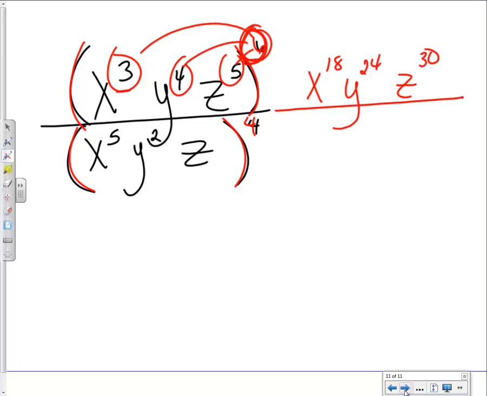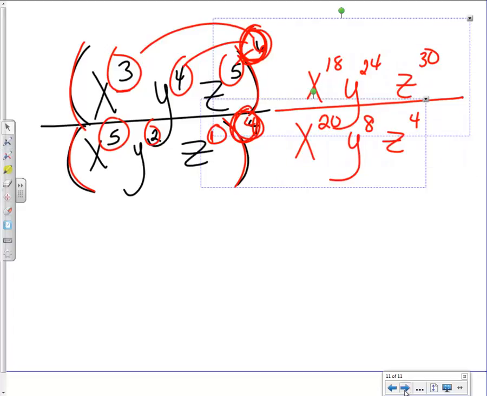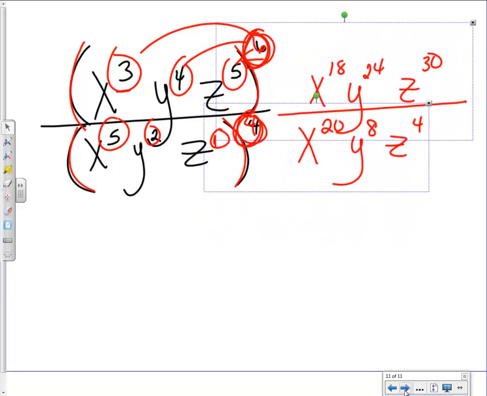Over the bottom ones, I have x, 5 times 4 gives me 20. I have y, 2 times 4 gives me 8. And then I have z, what times 4? Well, this is an understood 1. So 1 times 4 gives me 4. I want you to see just as clear as day that this, oops, sorry, my little circles there went with it.